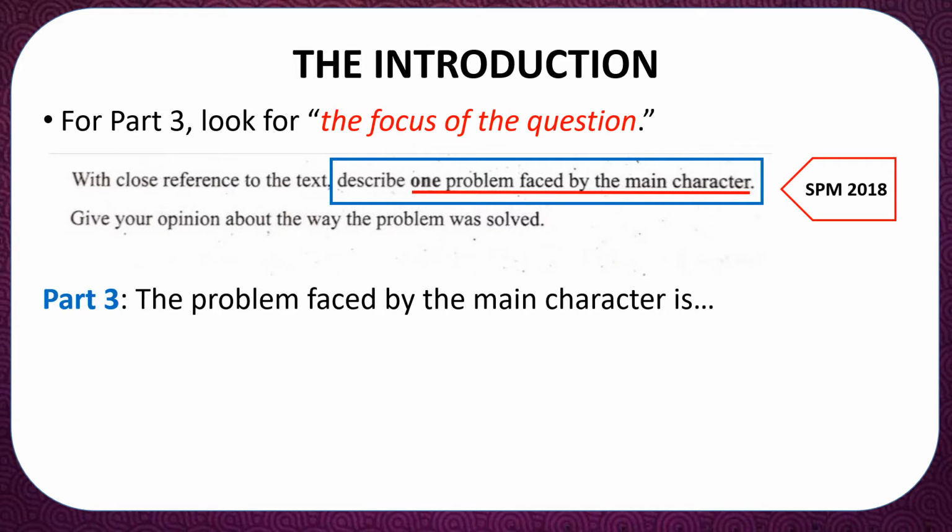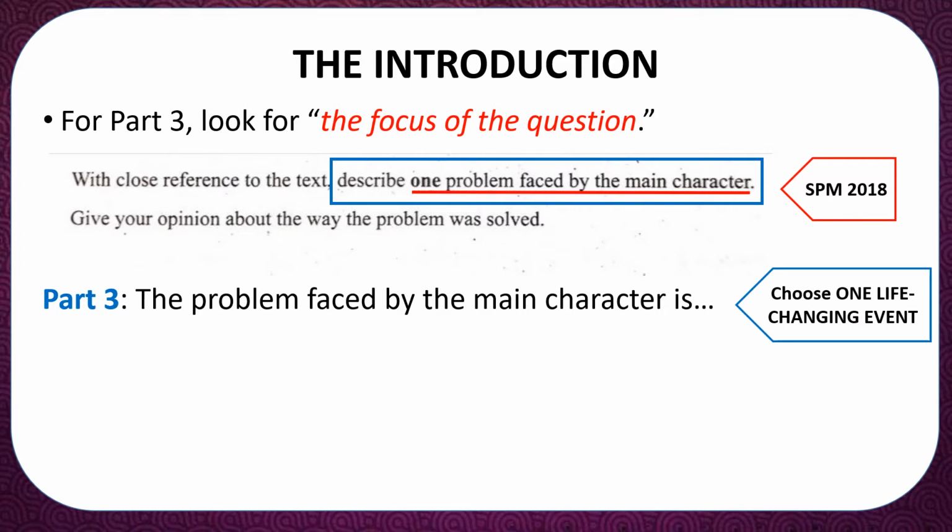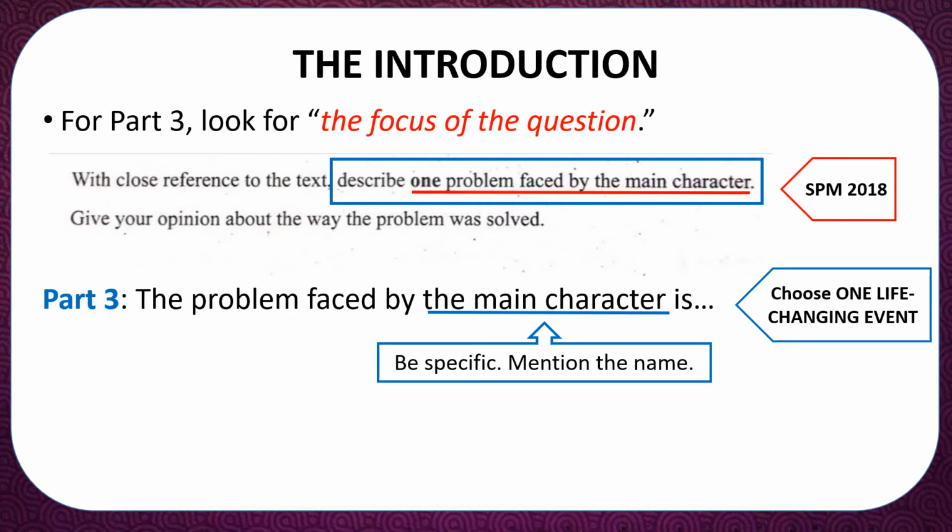So you don't stop there, of course. You need to choose one life-changing event. Again, if you have no idea what a life-changing event is, go check SPM Novels Part 2. I have explained extensively about it. So you need to choose one life-changing event, a big event where the main character has made a big decision.